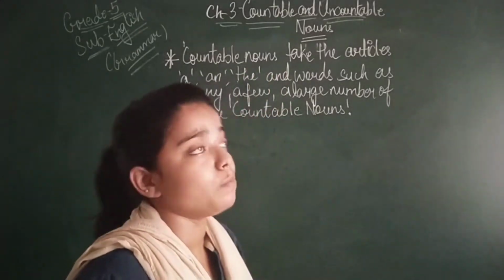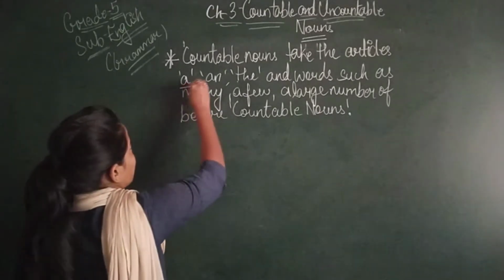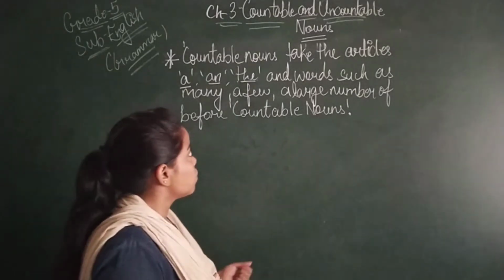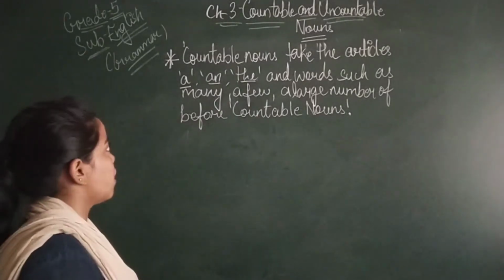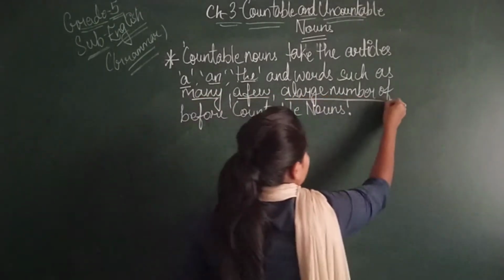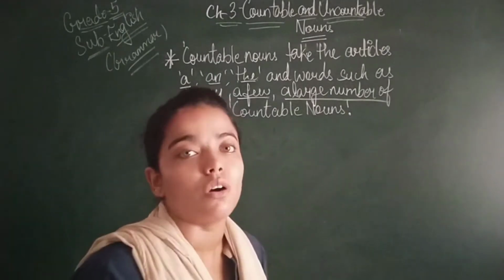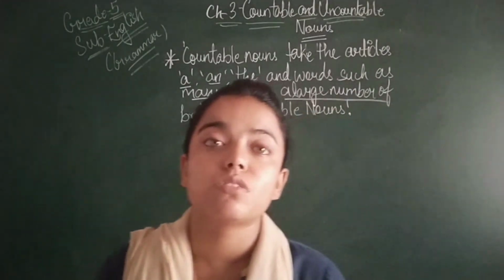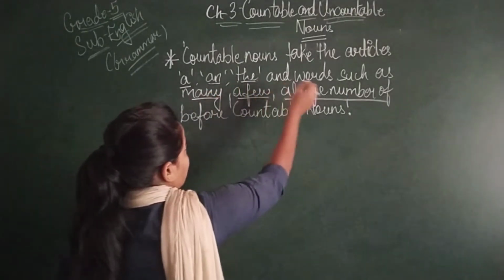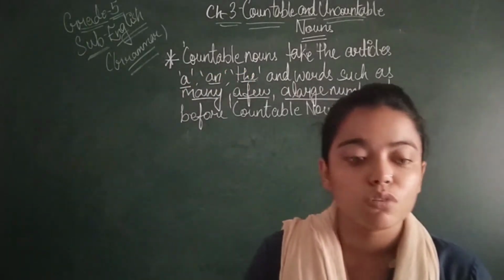The articles are being used with the countable nouns. Which are the articles? A, an, and the are being used with the countable nouns. And other words also, such as many, a few, a large number of. So these are the words which are being used before the countable nouns. Countable nouns के पहले हम कौन से words use करते हैं? Many, a few, a large number of, a, an, and the. These are used before the countable nouns.